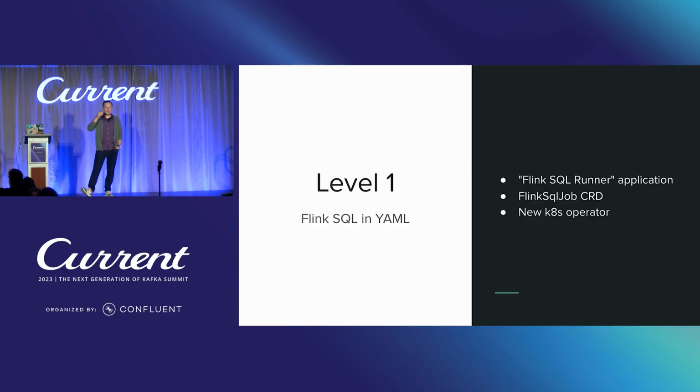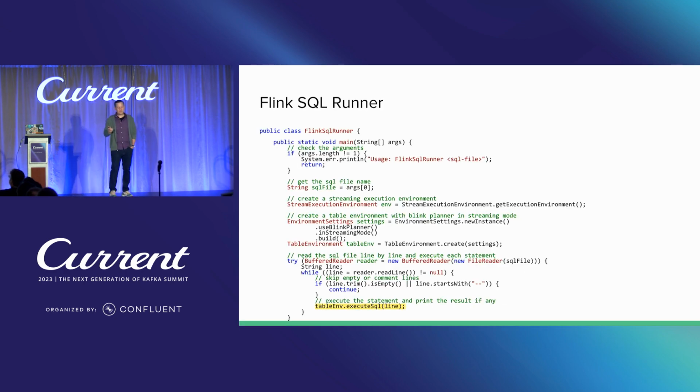So what I'm going to do is walk us through a thought experiment of increasingly declarative, almost to an absurd level, how easy we can make this, right? So the first level is really easy, and I think it's a no-brainer. We can stick our Flink SQL in the YAML, right? Which has some nice benefits. In order to do this, we have to write a Flink SQL runner application. We have to create a Flink SQL job custom resource definition, and we have to write a whole new Kubernetes operator.